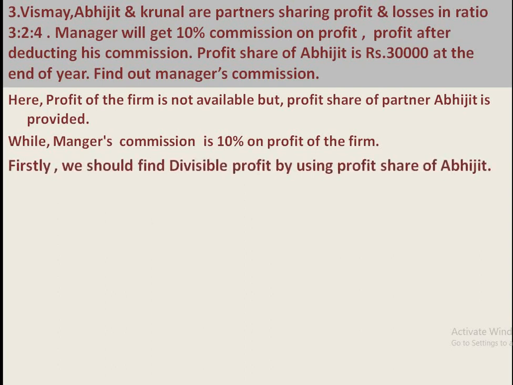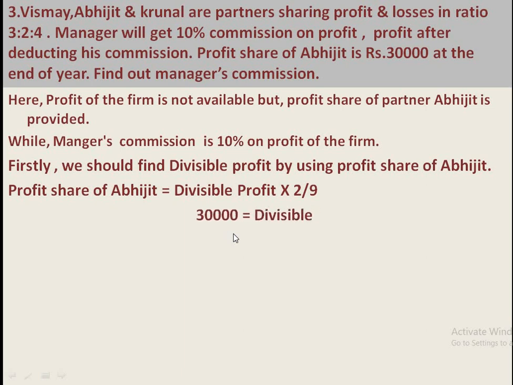Firstly, we should find the divisible profit by using the profit share of Abhijit. The profit share of Abhijit is available, 30,000, and the same will help us to find the divisible profit. How do we get the profit share of Abhijit? Whatever divisible profit is there, into 2 by 9. Why 2 by 9? Just check it, from the profit sharing ratio 3 is to 2 is to 4, where Abhijit is the second one, so his share is 2, and dividing by the total 3 plus 2 plus 4, which is 9. Yes. Now what is available to us? Is divisible profit available or the profit share of Abhijit? 30,000 is the profit share of Abhijit.